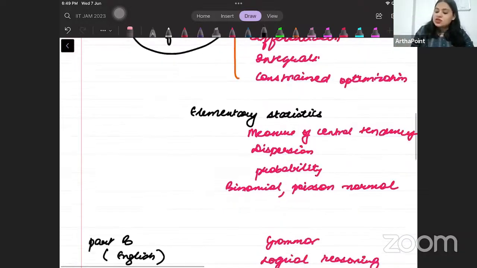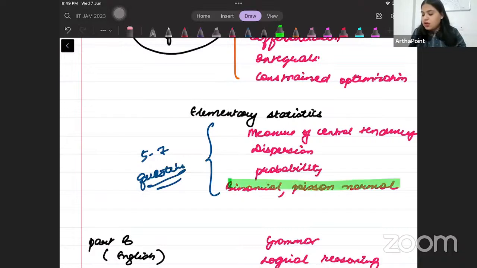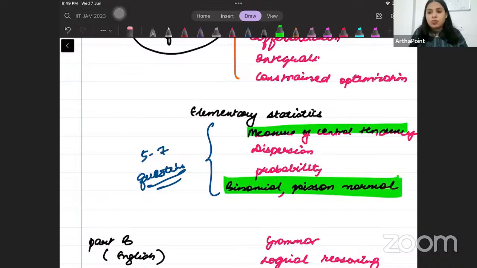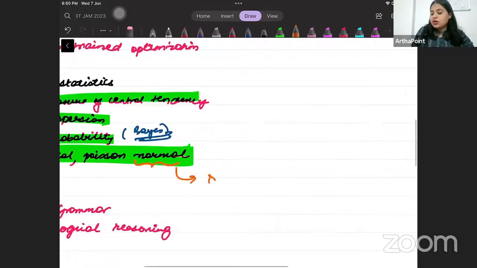Then at last, you have statistics. Again, expect 5 to 7 questions in the stats part. Stats is very simple, as they have given. They will not go beyond binomial, Poisson, and normal distribution. Otherwise, central tendency, dispersion, and probability. In probability, you should be focusing a lot on Bayes' theorem. They have given that in the sample paper also. You should be focusing on understanding and reading. You should also know how to read the normal distribution table better.